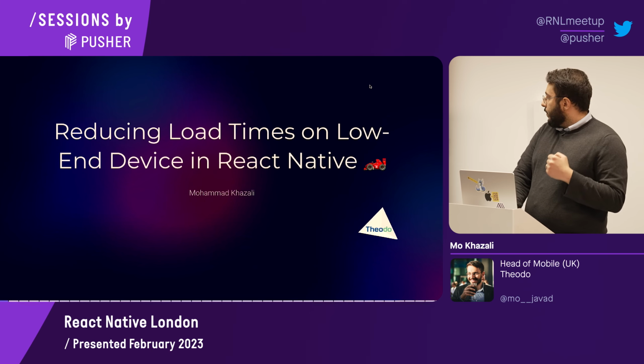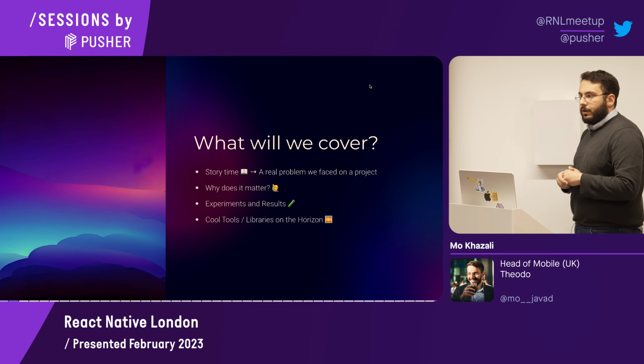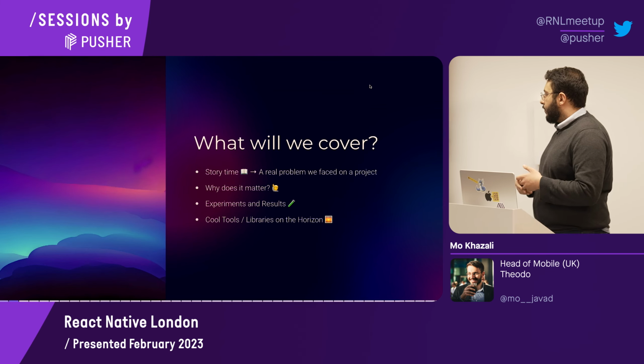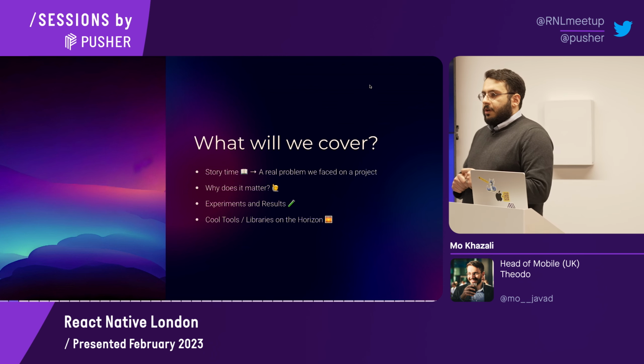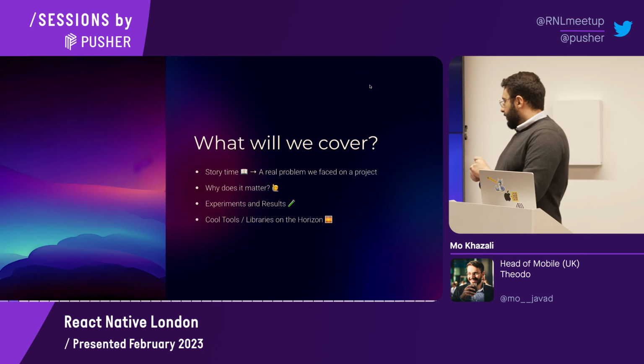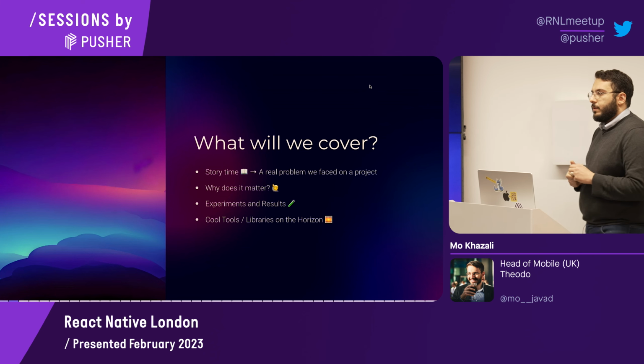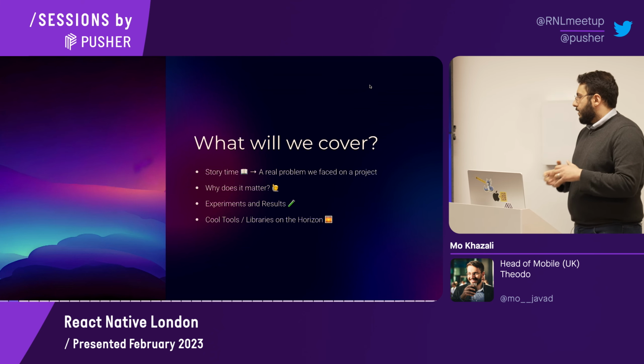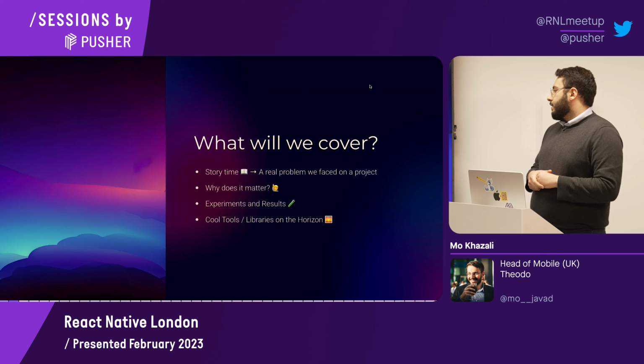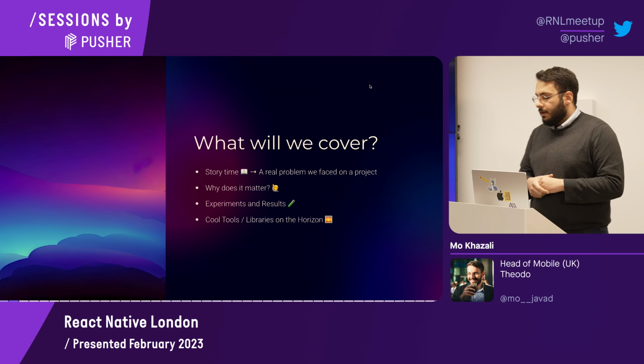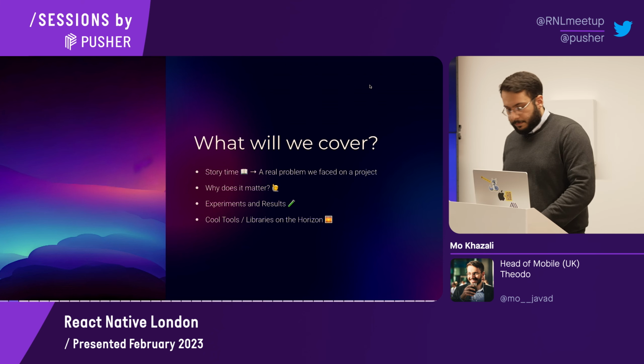We're going to be looking at optimization for low-end devices in React Native today. To give you a little bit of an overview of what we're going to cover, firstly, we're going to go through a real problem that we faced on a project about a year ago. We're going to talk about why optimization matters, experiments and results that we ran to improve the state of our application, and some cool tools and libraries on the horizon that you should keep your eyes peeled for.